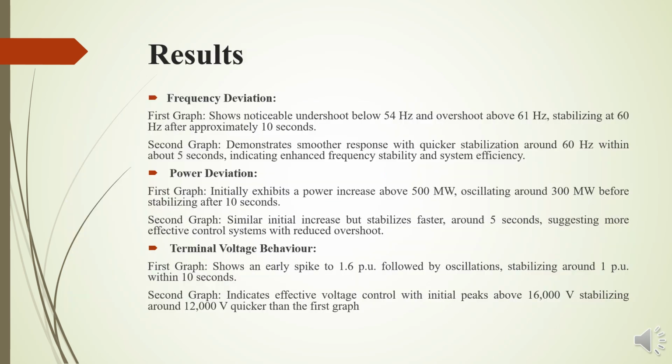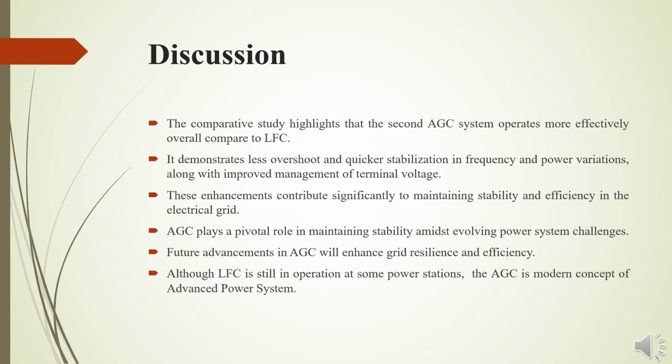So I already discussed the results of different graphs such as frequency deviation, power deviations and terminal voltage behavior of the AGC model in the previous slides. We can observe that the AGC output is quite better than LFC for larger units in power generation. So in the discussion, the comparative study highlights that the second AGC system operates more effectively overall compared to LFC. It demonstrates less overshoot and quicker stabilization in frequency and power variation, along with improved management of terminal voltage.